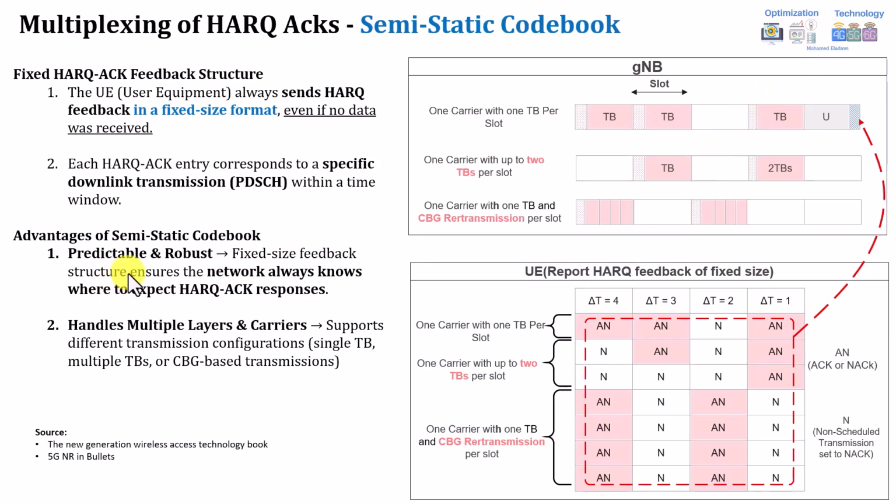So again, the advantage of the semi-static codebook is that it's predictable and robust, because it has a fixed-size feedback structure as shown here, and this ensures the network always knows where to expect the HARQ-ACK responses. It has a fixed size even when no data is received. But the main disadvantage is that it wastes resources. Now let's move to the next one, which is the dynamic codebook.